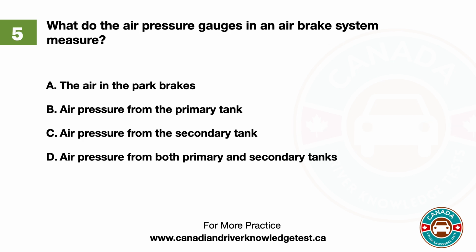Question 5. What do the air pressure gauges in an air brake system measure? A. The air in the park brakes. B. Air pressure from the primary tank. C. Air pressure from the secondary tank. D. Air pressure from both primary and secondary tanks. The answer is D. Air pressure from both primary and secondary tanks.